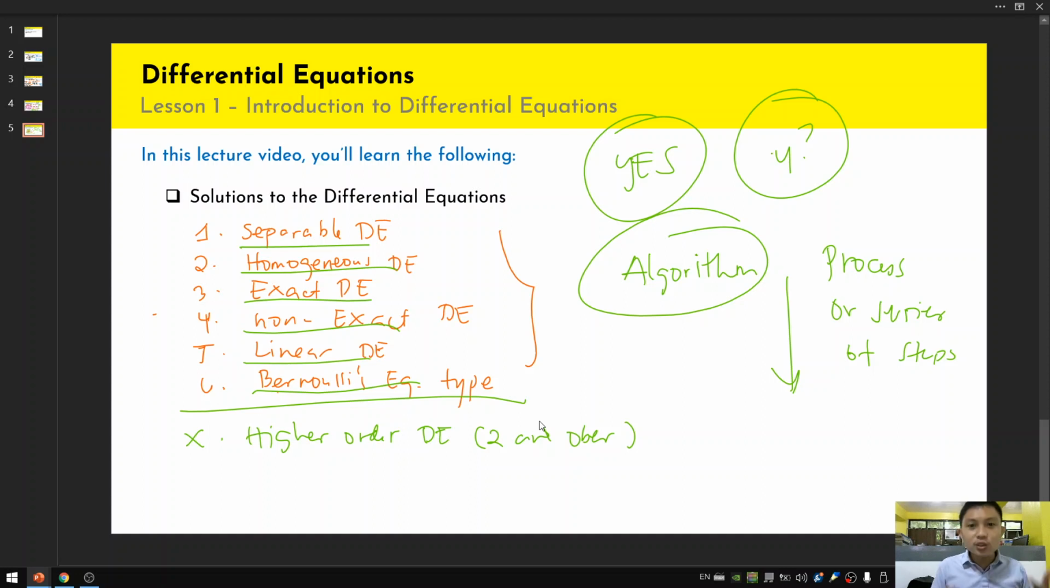Meron siyang process or series of techniques, and all you need to do is to familiarize yourself with how to follow the process or the series of steps. Okay, so I guess that's it for this first video. And for the next video, we're going to learn how to do the separable differential equation.